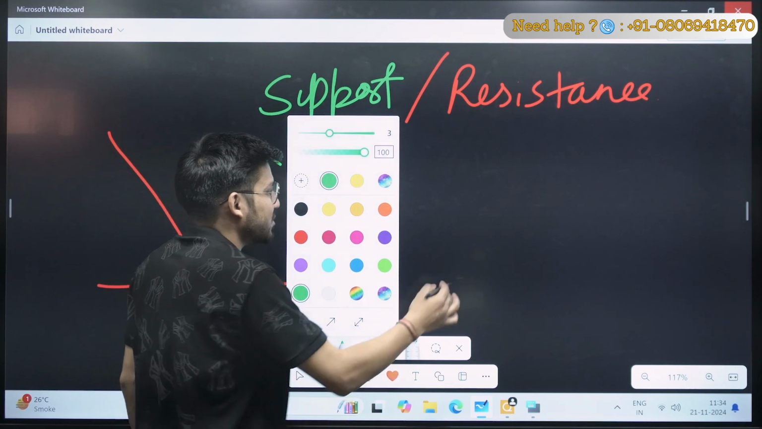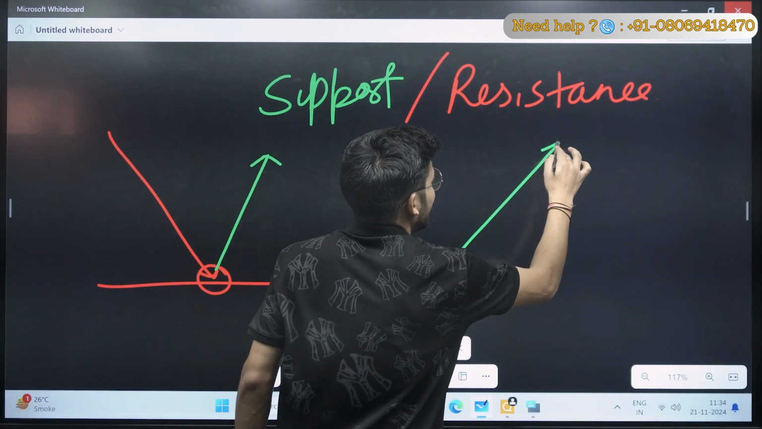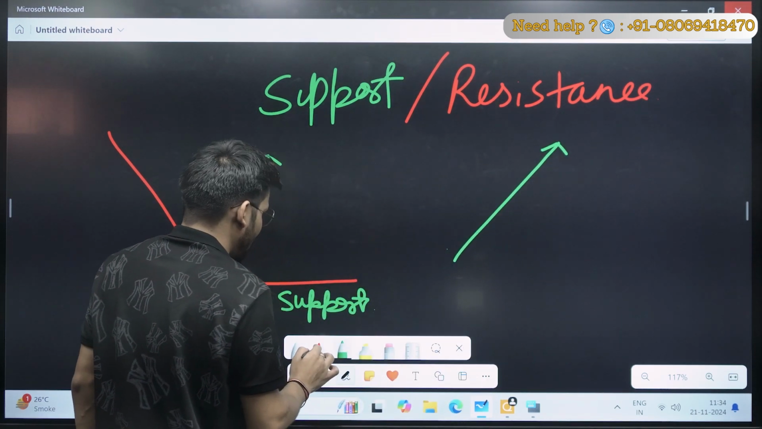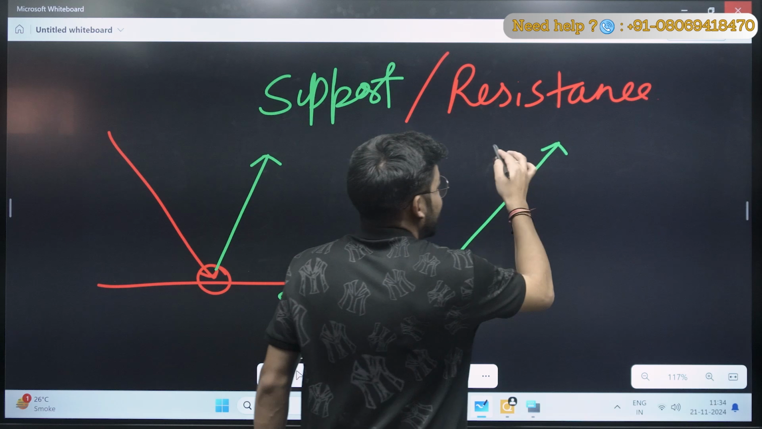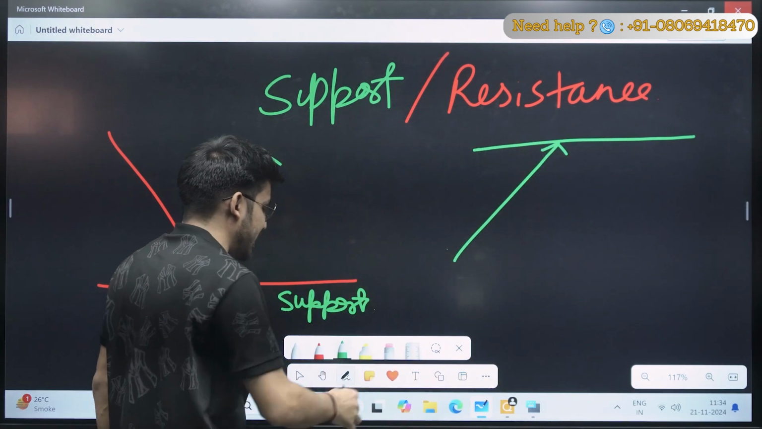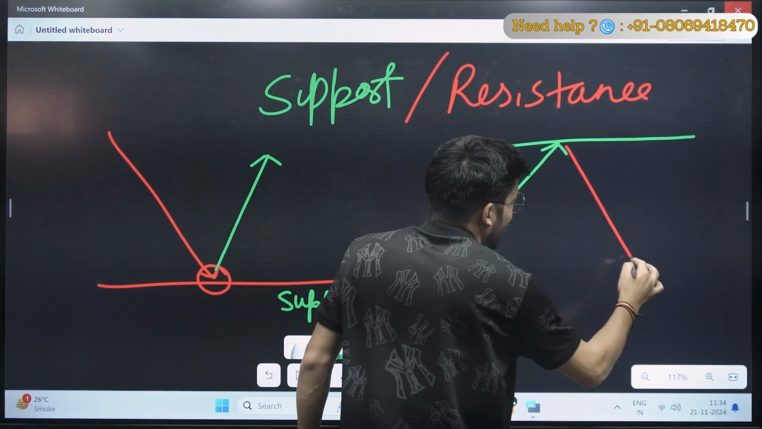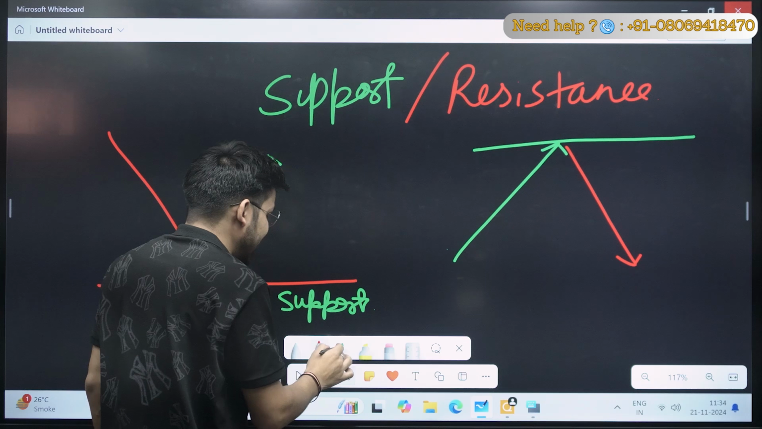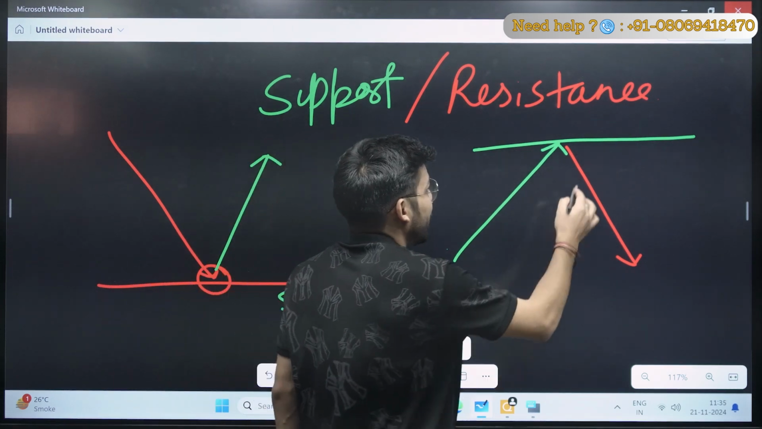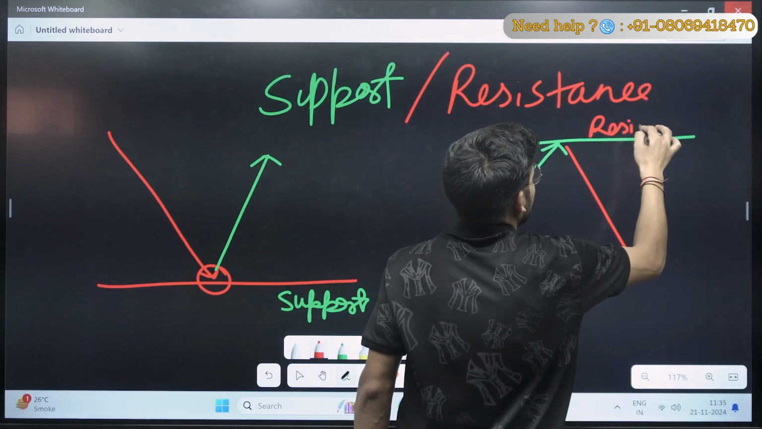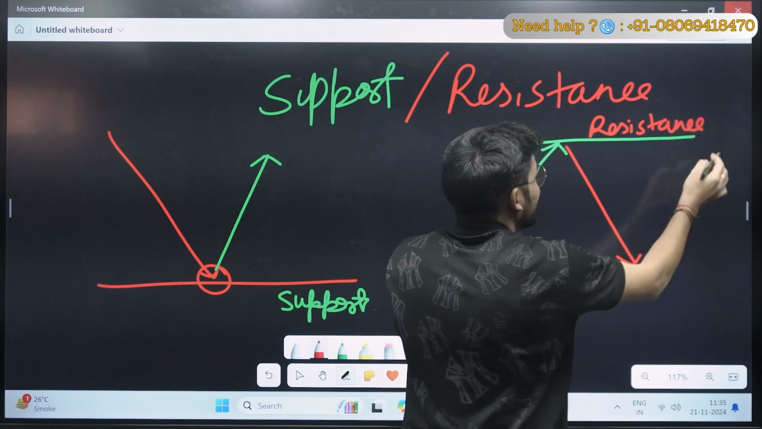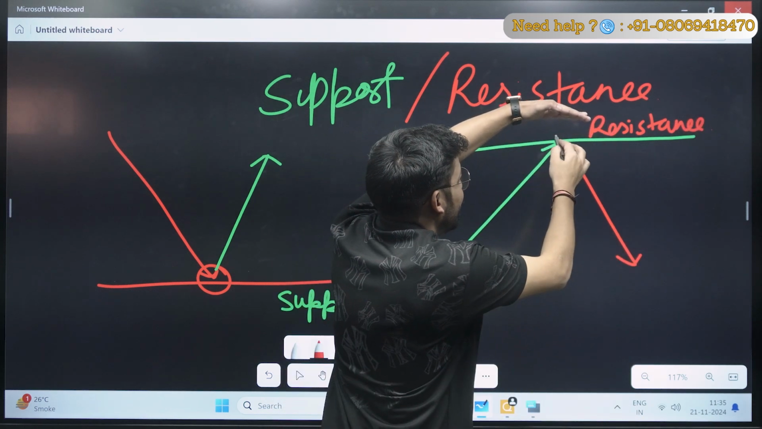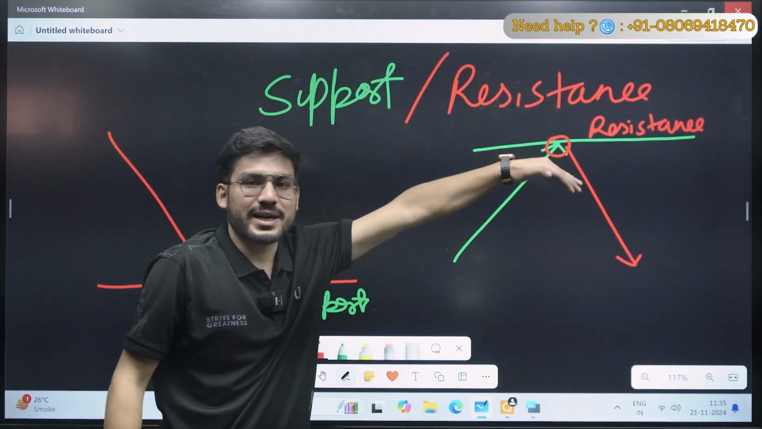Similarly, if my price is going in the upward direction and at a certain point there is a level from where my price got rejected and came down, that point will be acting as my resistance. Why? Because the price took resistance here, and there was a rejection of the price, and that is why my market came down.